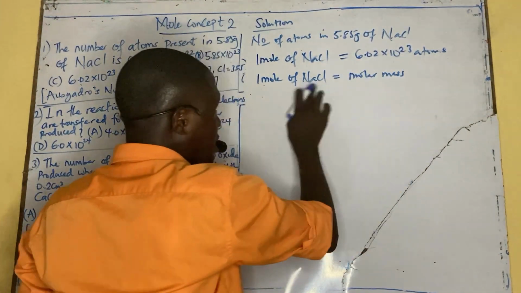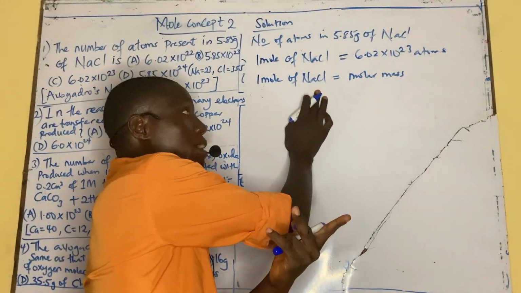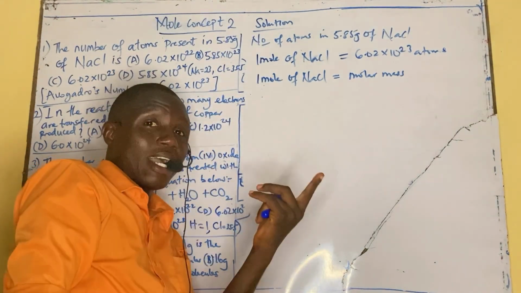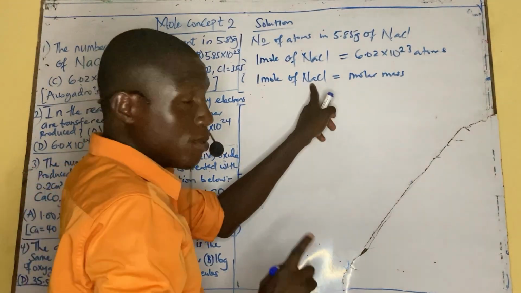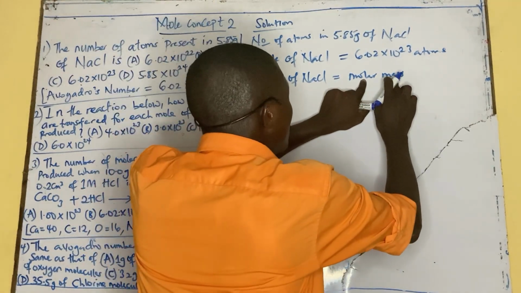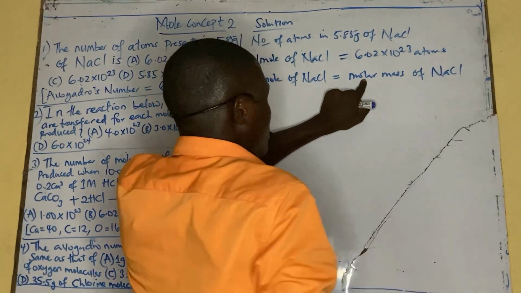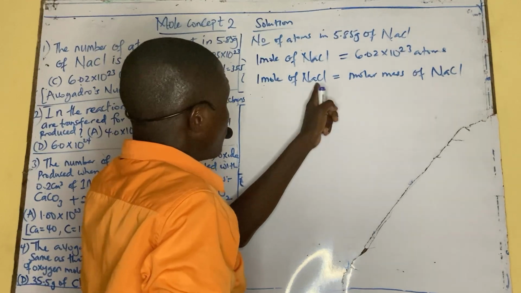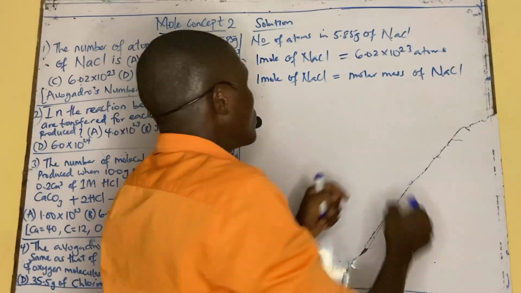Because we are dealing with a compound here, it's going to be molar mass because it involves 2 atoms. Molar mass is for 2 or more atoms, while atomic mass is just for 1 atom. So 1 mole of sodium chloride is the same thing as the molar mass of sodium chloride. If you want to get 1 mole of sodium chloride in gram, you have to find the molar mass of sodium chloride.